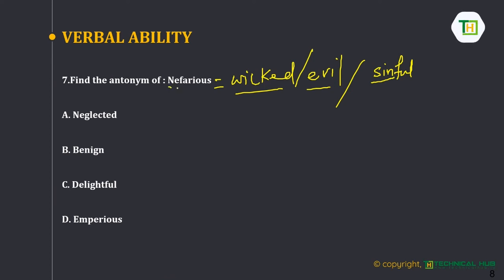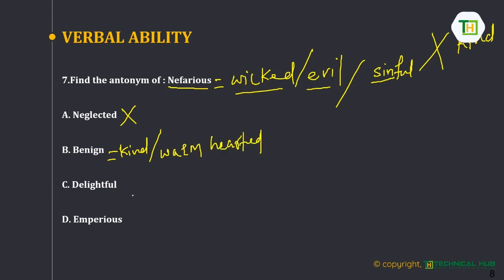So what would be the opposite of it? The opposite would be words like kind, generous. And if you want the biggest words, I'll tell you now. Neglected has no relation with this particular word, so I just typed it out. Benign means kind, or warm-hearted, or friendly.